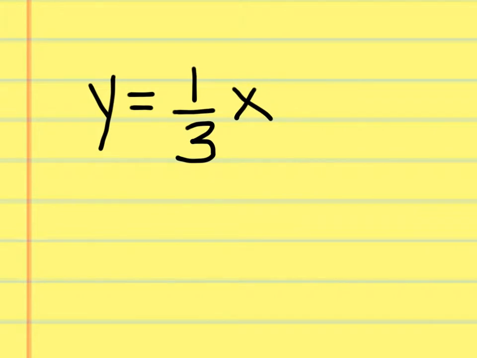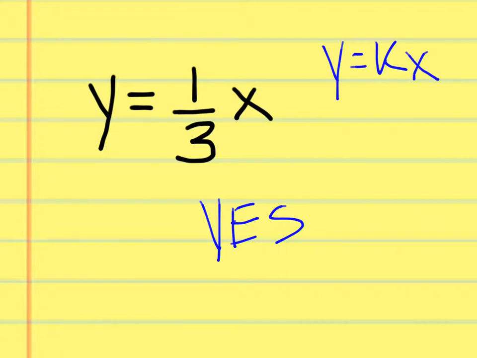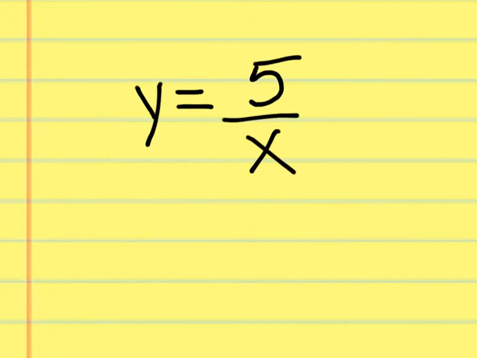Is this a direct variation? Yes, it does fall into line with y equals kx. What about this one, y equals 5 over x? No, it does not. And why is that? That's right, it should be k times x and not k divided by x. So that's why this one is no. If you get an x on the bottom, that's a different type of variation.